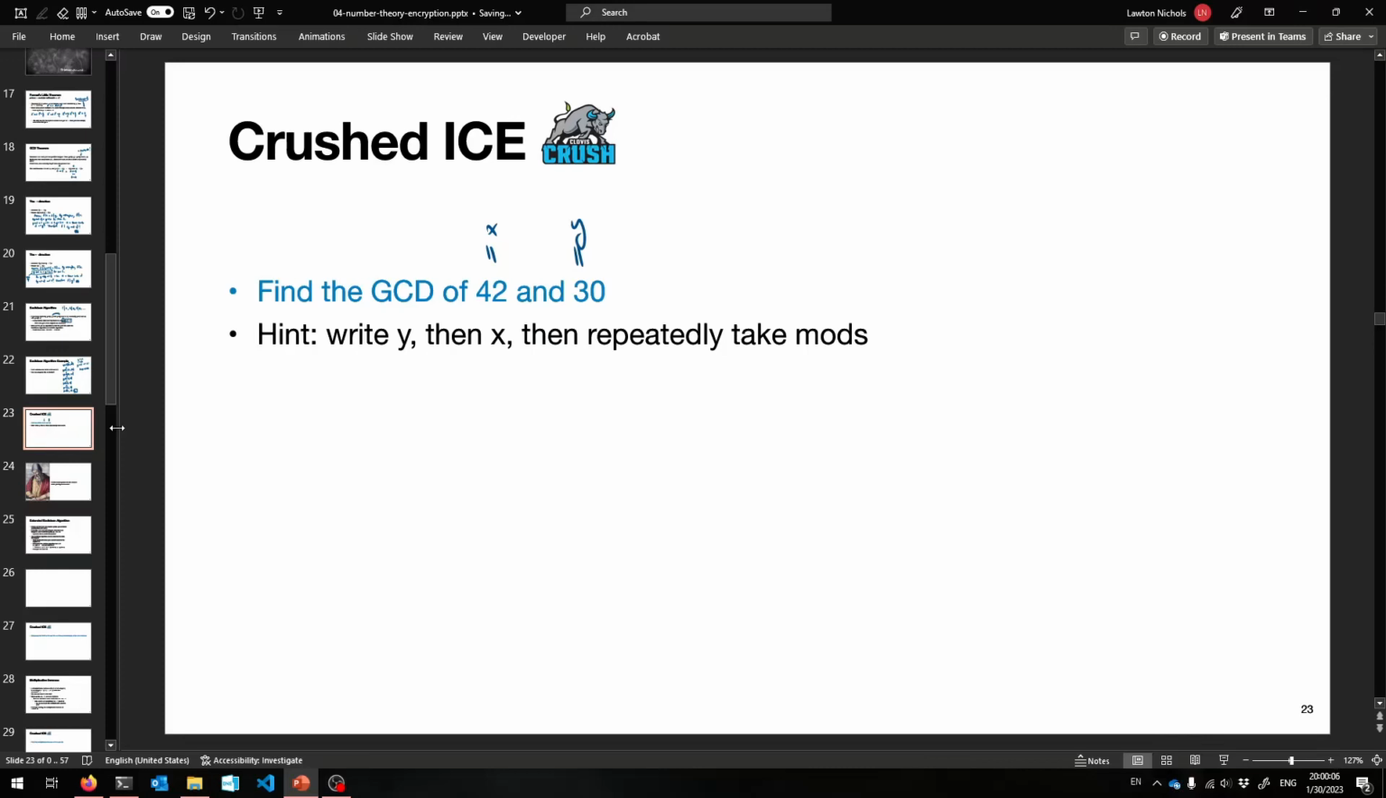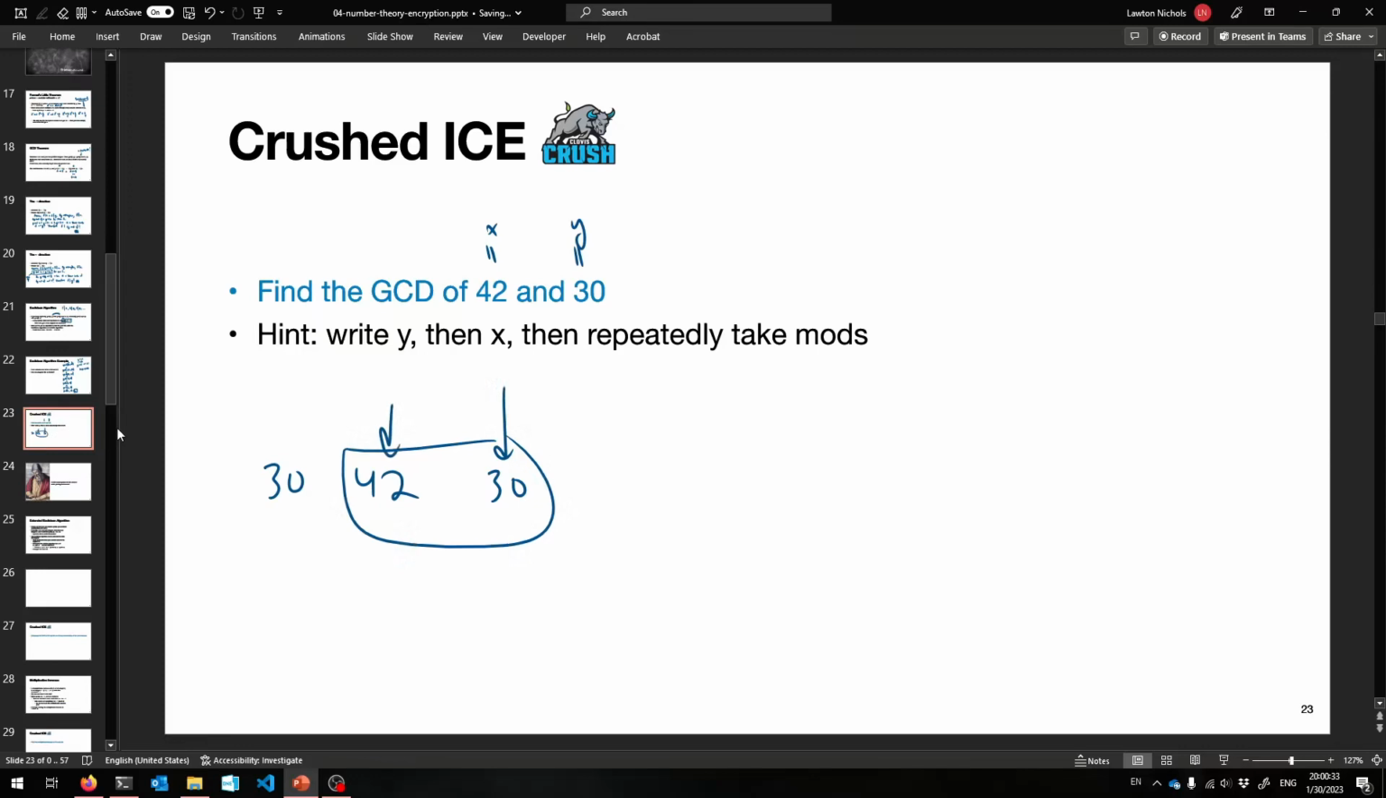And let's write down what happens. So here's the trick. You write y, so 30, and then x, 42, because you're eventually going to have to do y mod x, and then x again. And then x is right here anyway. So here we go. 30 mod 42. What is that answer? Well, it goes in 0 times with 30 left over. So now it's 42 and 30. Now we're calling GCD on 42 and 30.